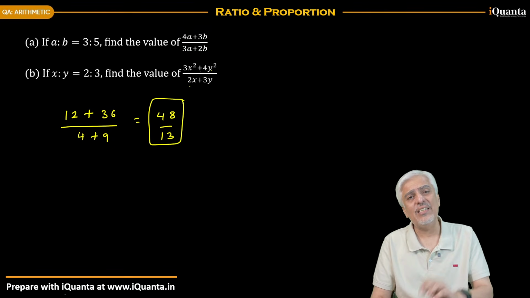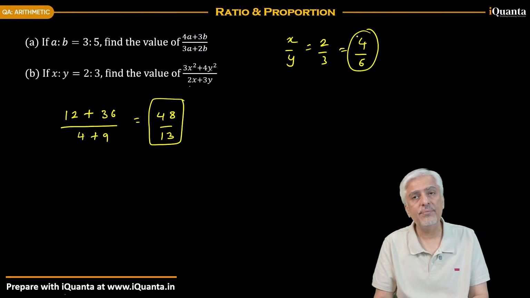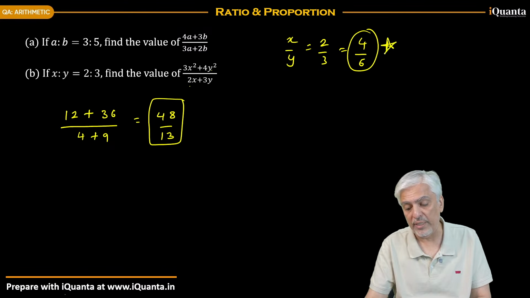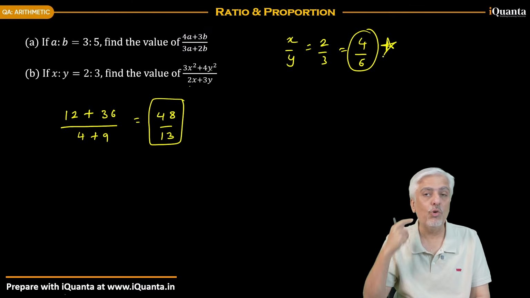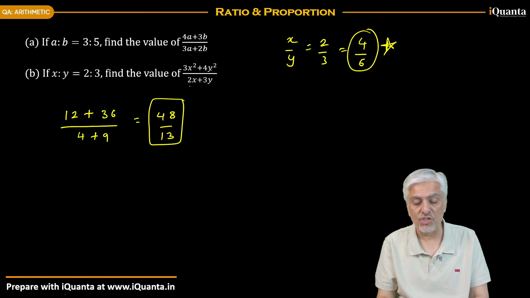Let's just try it a little bit different. When I say x upon y is 2 upon 3, can I also write it as 4 upon 6? Is that the same thing? And if the question is consistent, then with this also I should get the same answer. With 4 upon 6 also I should have got the same answer. Right? Let's check with 4 upon 6.